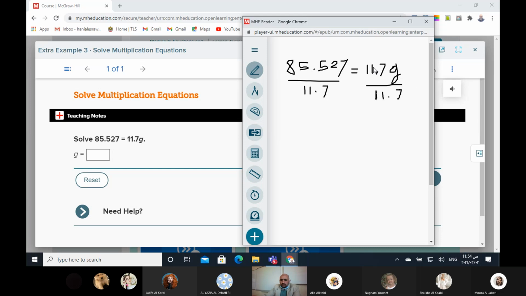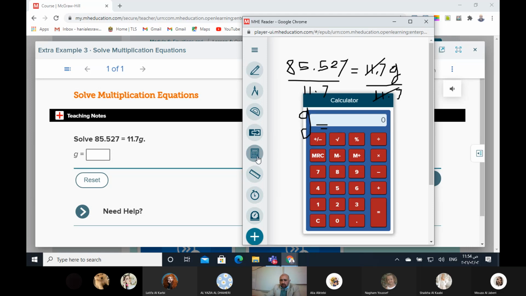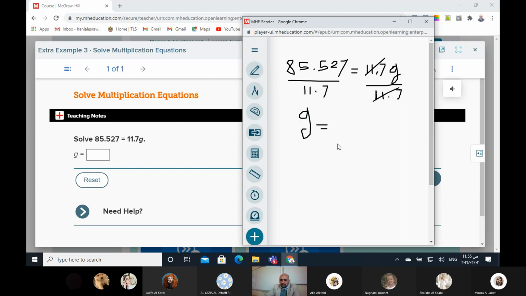So 11.7 divided by 11.7 will be 1, and G remains here. Equal, now divide the two numbers here. We can use a calculator. 85.527 divided by 11.7 equal 7.31. G equal 7.31.